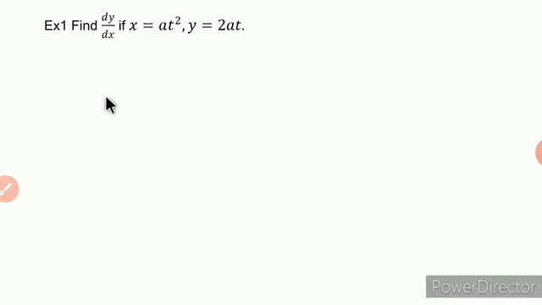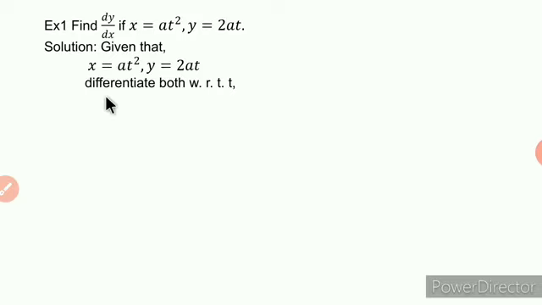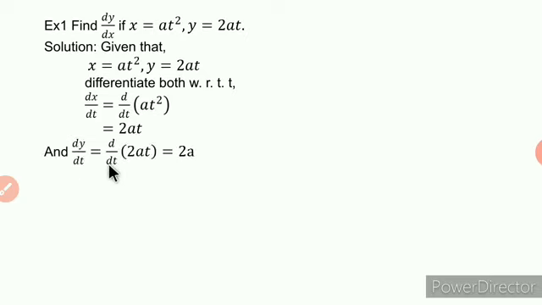So in the solution, write the given: x is equal to at square, y is equal to 2at. Differentiate both with respect to t. We get dx upon dt is equal to d by dt of at square. On differentiating this with respect to t, we get dx upon dt is equal to 2at. Similarly, we differentiate y with respect to t again. So dy by dt is equal to d by dt of 2at, which is equal to 2a.